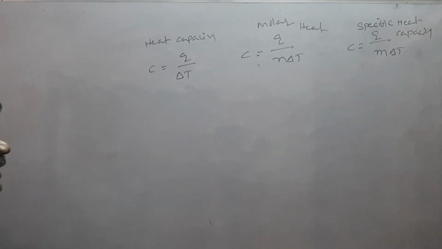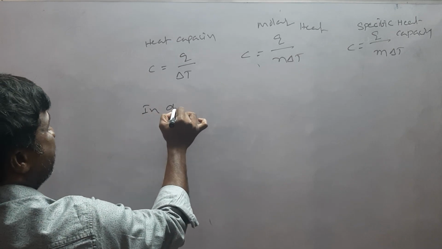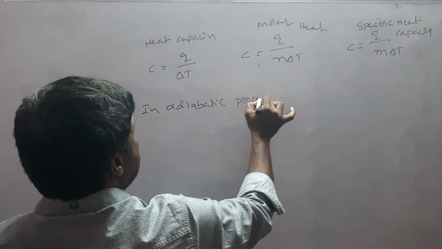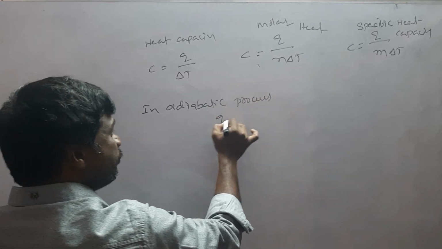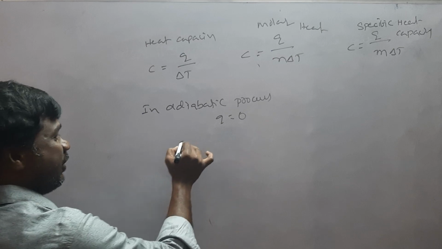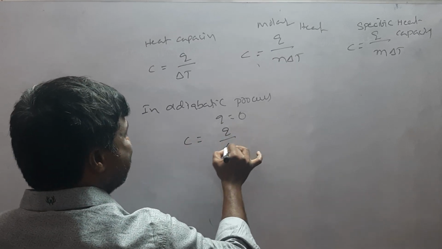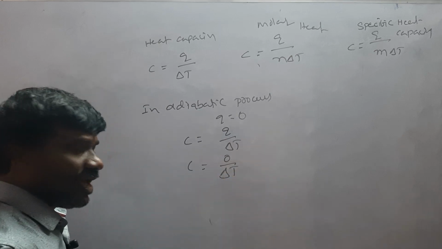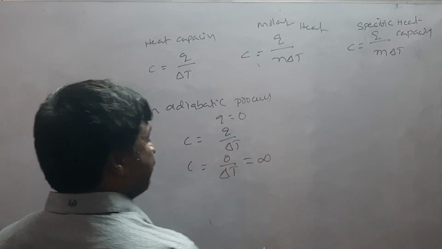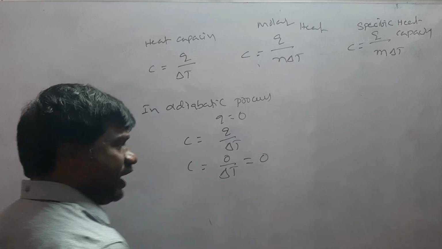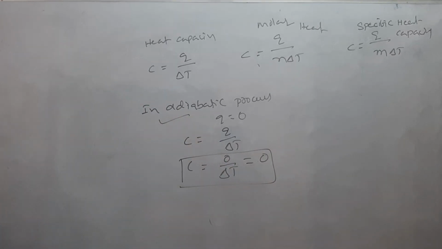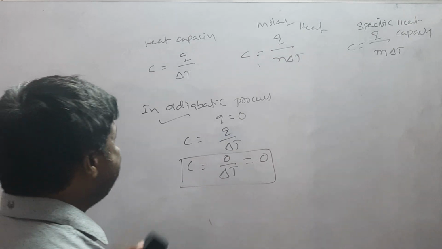In an adiabatic process, Q equals 0. What is the specific heat? C equals Q by delta T, so C equals 0 by delta T. Zero by something is 0, not infinity. It is 0. This means in an adiabatic process we cannot measure the heat capacity.